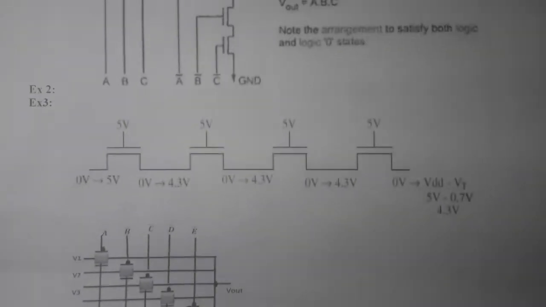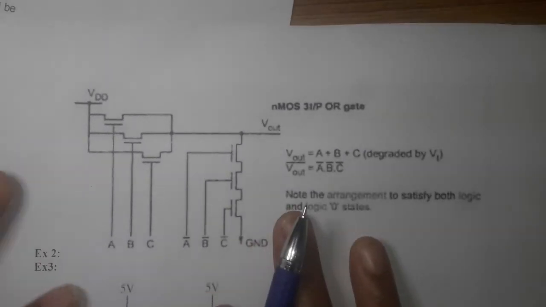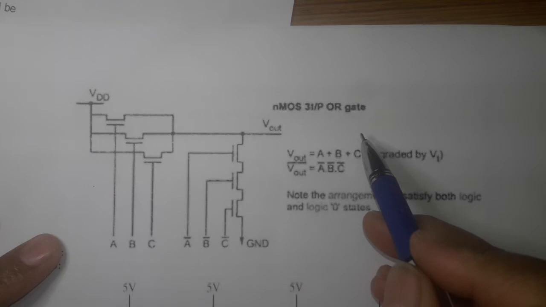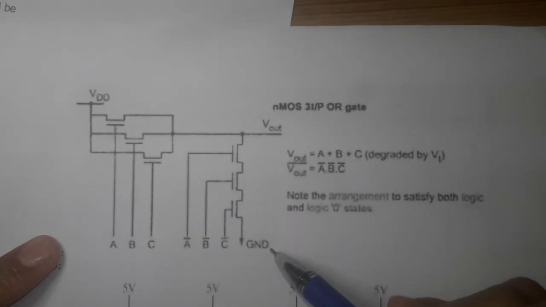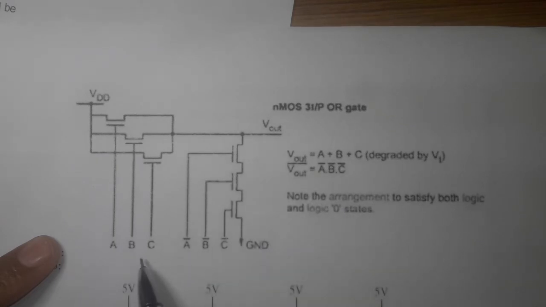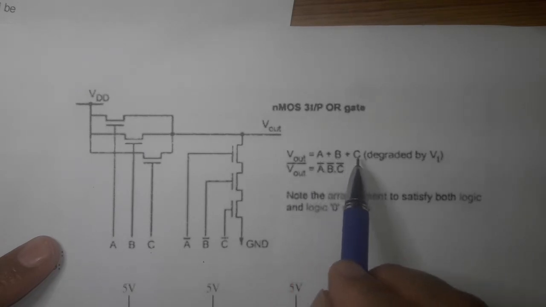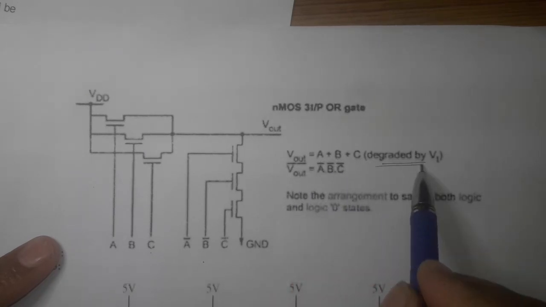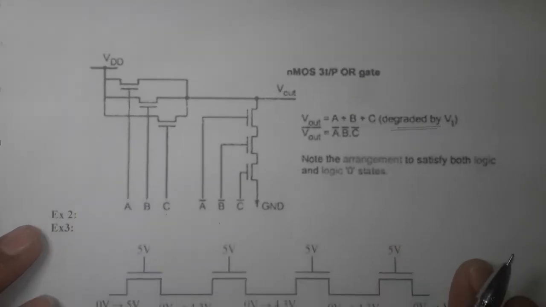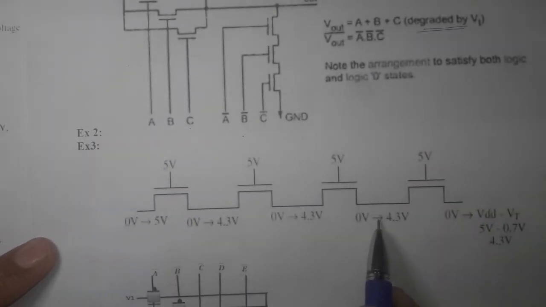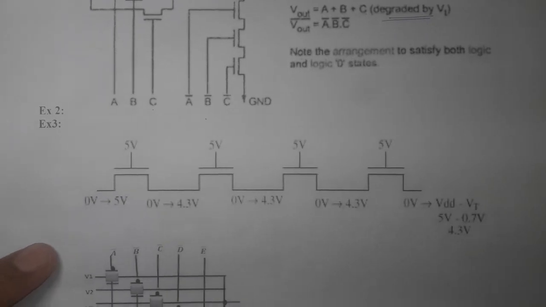Next, you have a 3 input NOR gate. So this is the arrangement of a 3 input NOR gate. In this case, you have real inputs and complementary inputs given to your transistors. V out will be A plus B plus C, but it will be degraded by Vt. V out bar will be A bar into B bar into C bar. This I had explained previously, the same thing with numericals given.